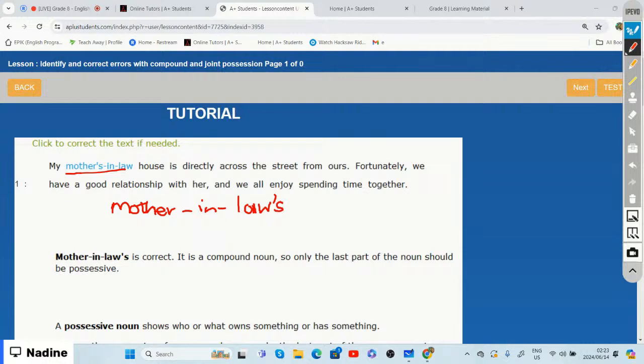So mother-in-law's. Remember we say that we put our apostrophe right at the end. It should be the last part of that noun.